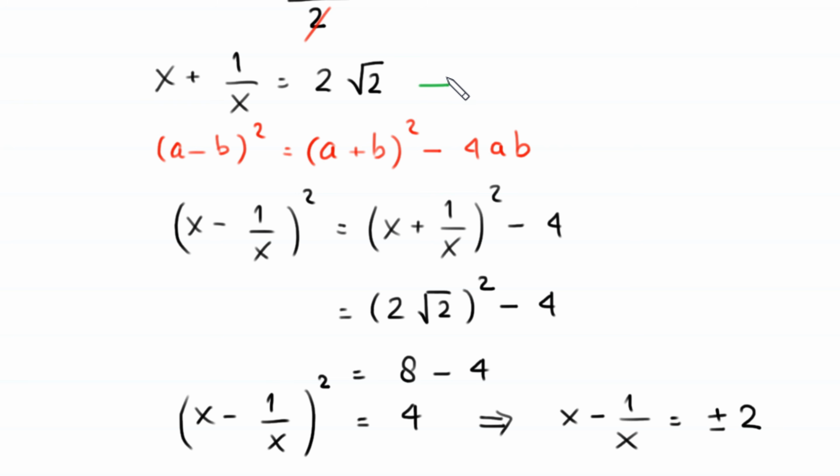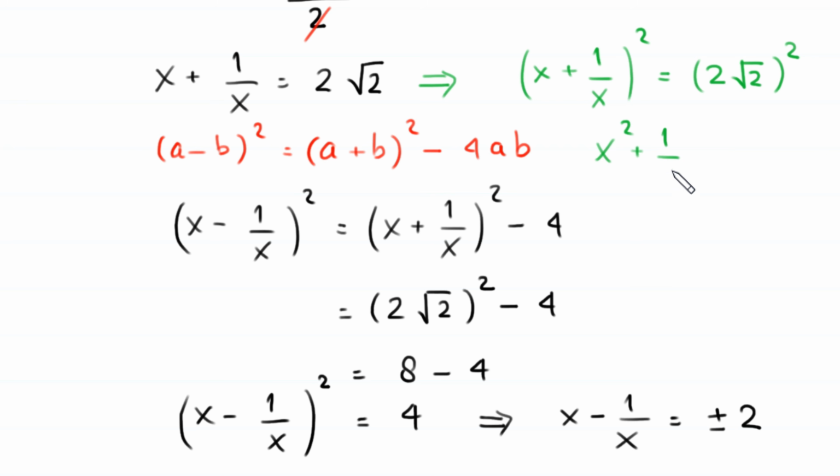So we square both sides of this equation. This will become (x plus 1 over x) whole squared equal to (2 times root 2) whole squared. This will become x squared plus 1 over x squared plus 2 equal to, this will become 8. Subtract 2 from both sides, so this gets cancelled, and we are left with x squared plus 1 over x squared equal to 6.